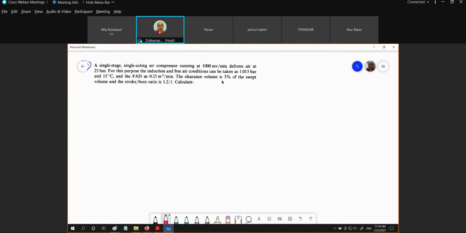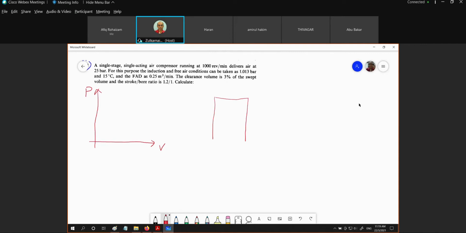The clearance volume is 3% of the swept volume. And the stroke over bore ratio is 1.2. Okay? So if we can try to sketch this particular problem in terms of the PV diagram, right? This is the PV diagram. And also we can sketch the piston cylinder.